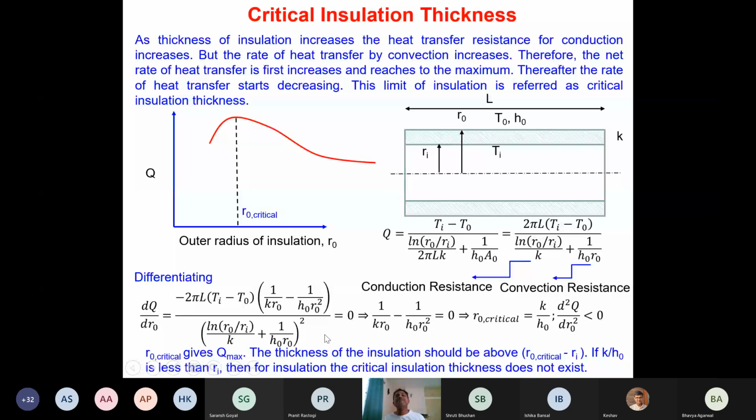So what it means is the conduction resistance is always higher than the convection. Whenever you are putting the insulation, whatever the decrease in the conduction rate is, that is higher than the increase in the convection rate, and therefore no critical insulation thickness exists in such cases. Is it clear to everyone?